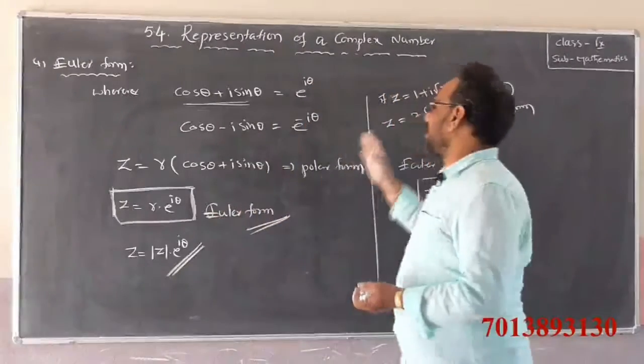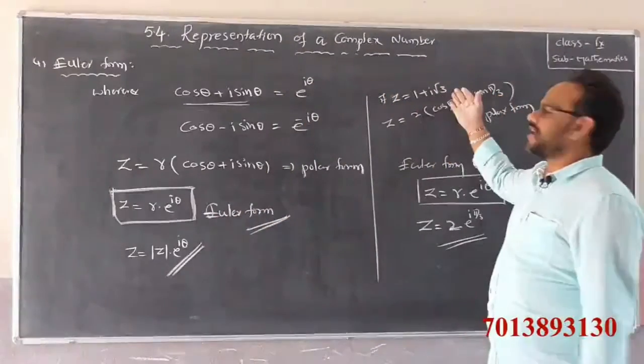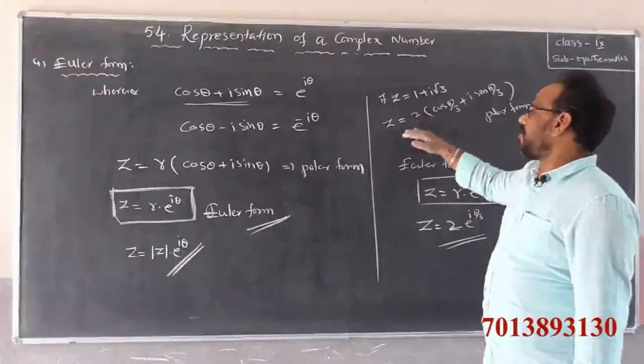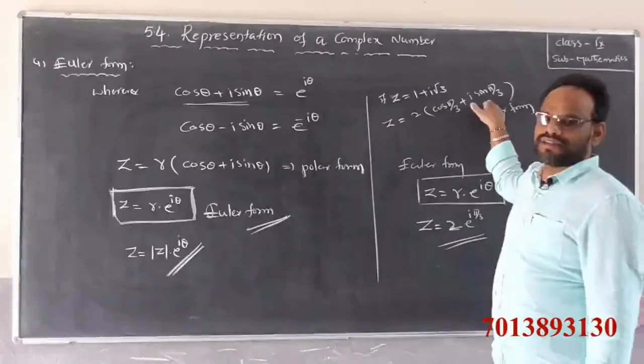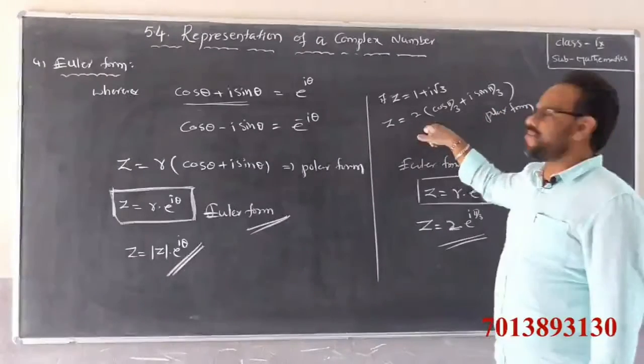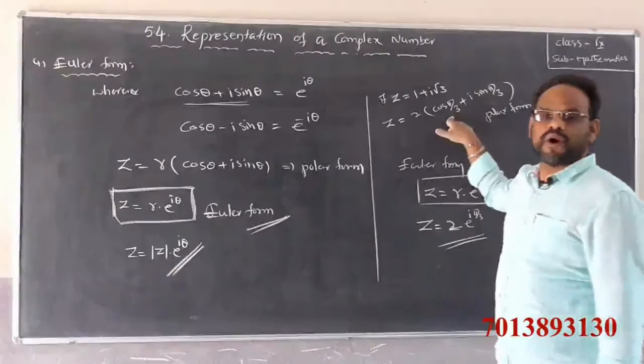Euler form. For example, take z = 1 + i√3. The polar form is already discussed: 2(cos π/3 + i sin π/3). This is the polar form.